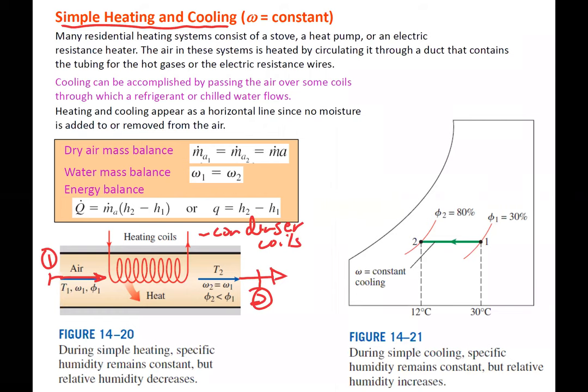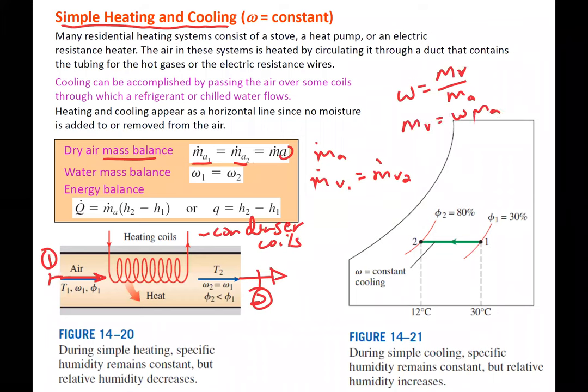So for the mass of dry air, when we do the conservation of mass, the dry air at one equals the dry air at two. When we do the water vapor, the mass flow rate of water vapor at one is equal to the mass flow rate of water vapor at two. So if we put in our specific humidity, which is the ratio of water vapor over air, and rearrange it, that means the specific humidity at one times the mass flow rate of dry air at one equals the specific humidity at two times the mass flow rate of dry air at two. While we showed that dry air is the same, this cancels. You're just left with the specific humidity at one and two being the same, okay? So that means you are just following a horizontal line in the psychrometric chart.